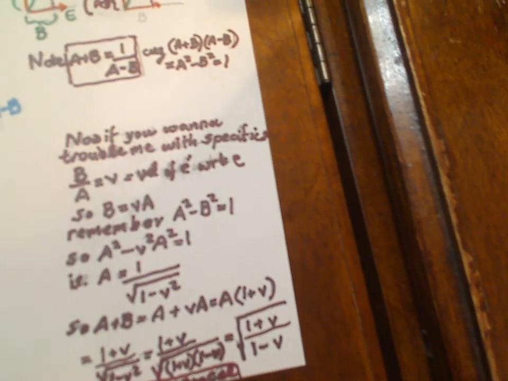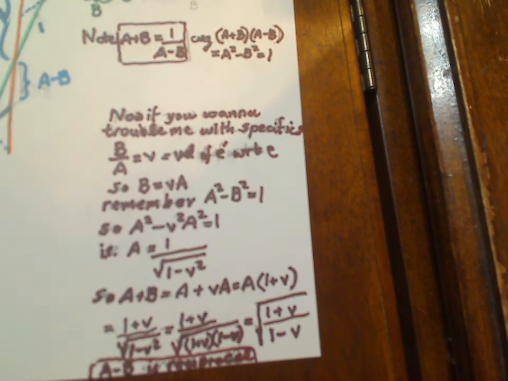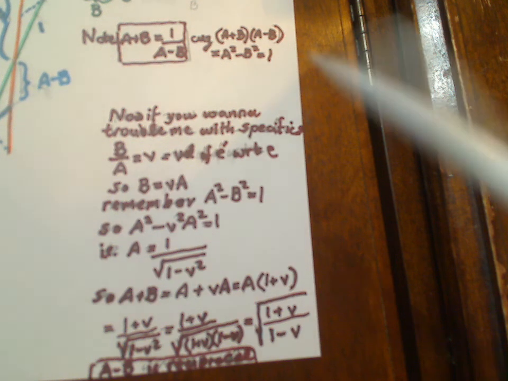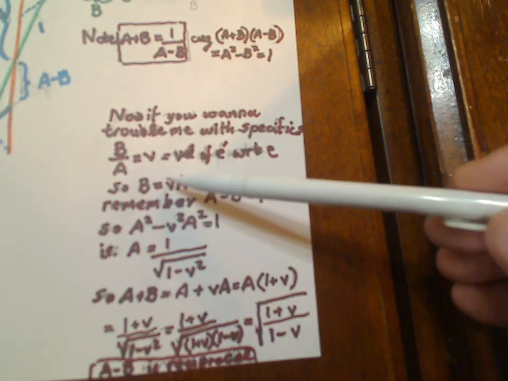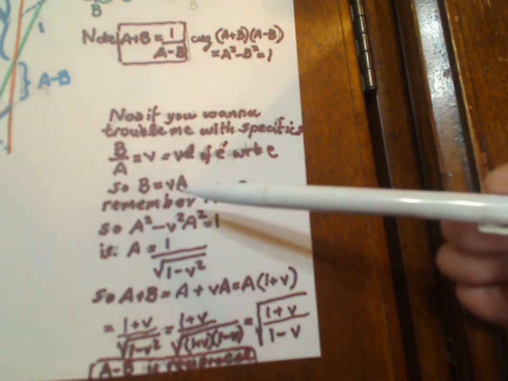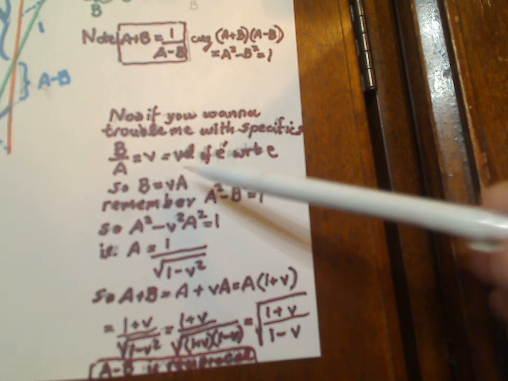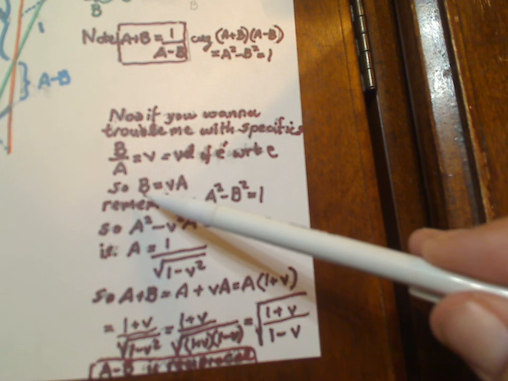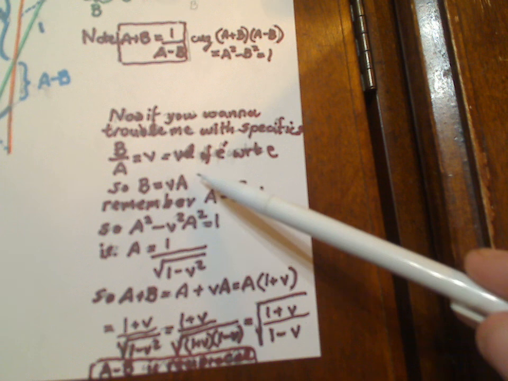Now, I said here, what did I say here? If you want to trouble me with specifics, some people want to know, but what's that redshift factor? I want to know. Well, here's what it is. Remember that b over a equals v is the velocity of little e prime with respect to e. So then b is equal to that velocity times a. That's what we got here.